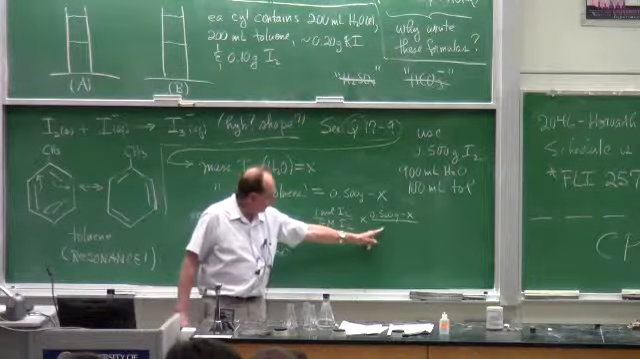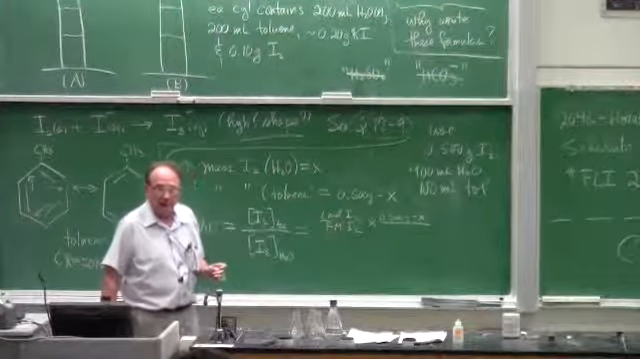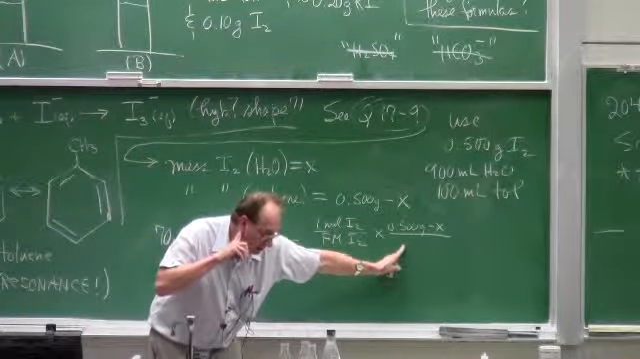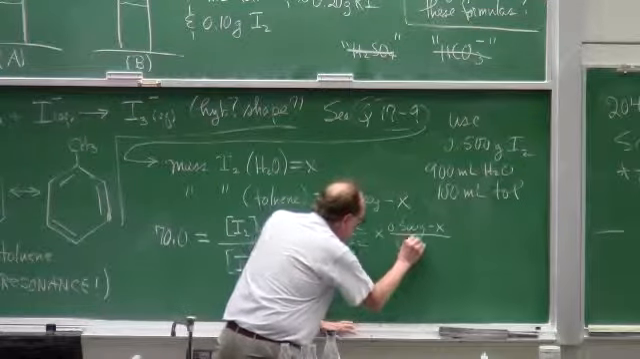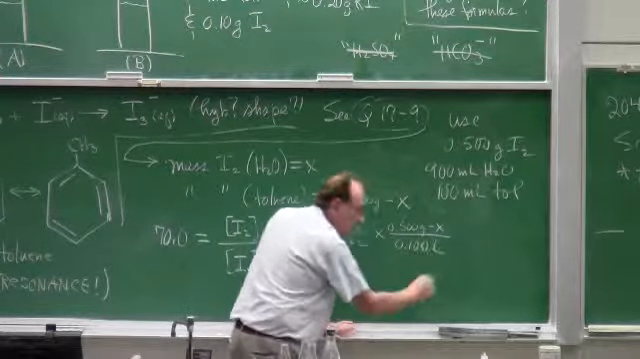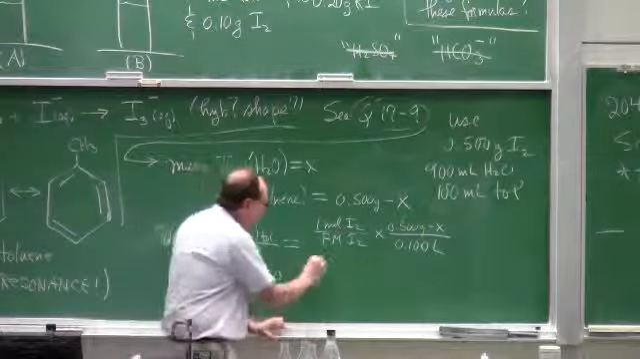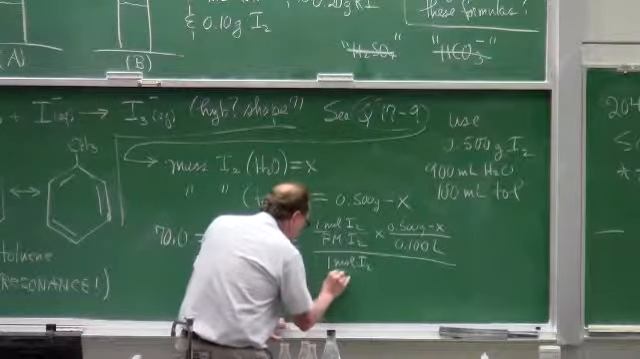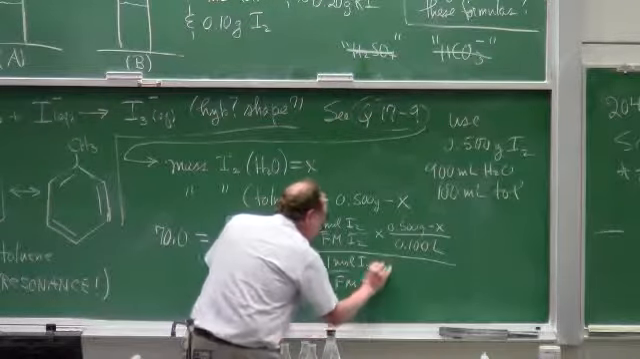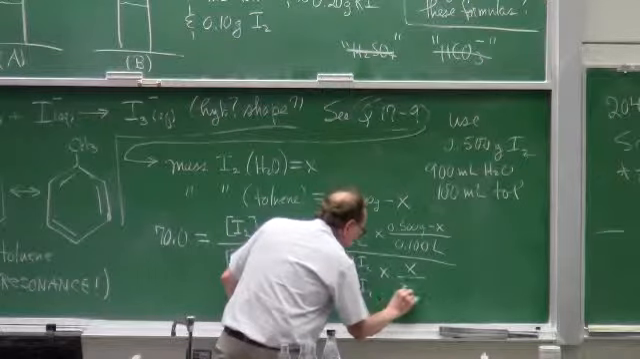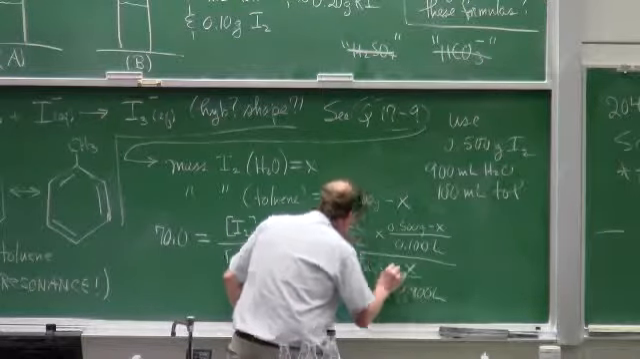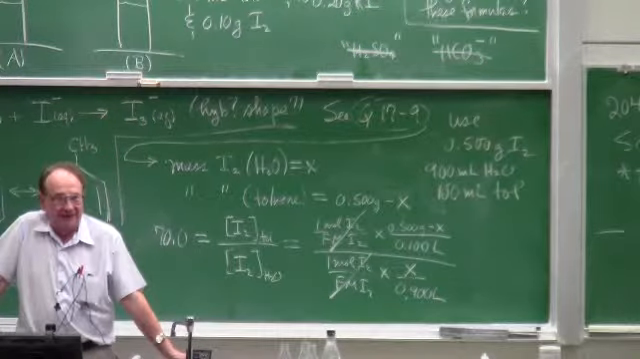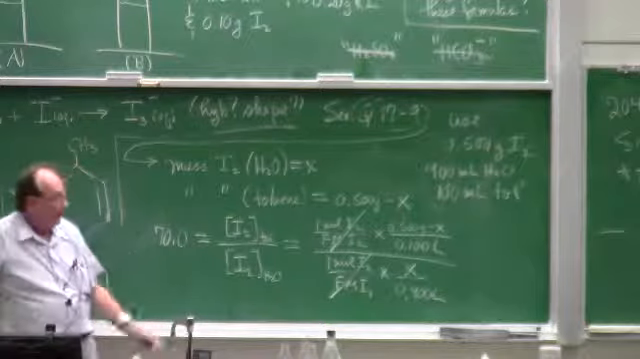So what do I write here to get this term to give me molar concentration of I2 in toluene? What do I write here? I write this. And now I go to the bottom and I write 1 mole I2 over formula mass I2 times X over 0.900 liters, and I discover I don't even need the molar mass of I2 to do this arithmetic. Simple.